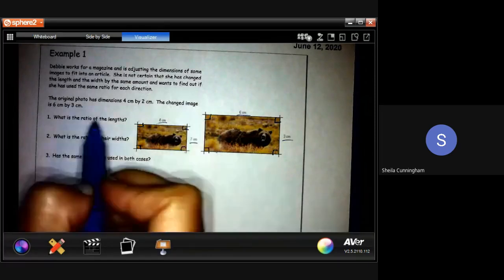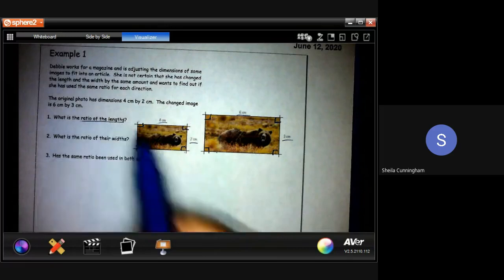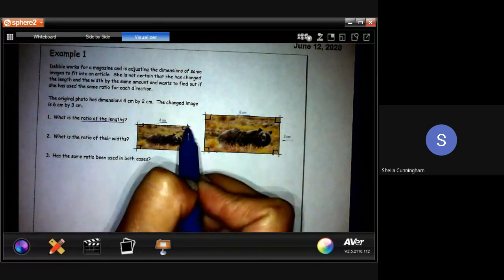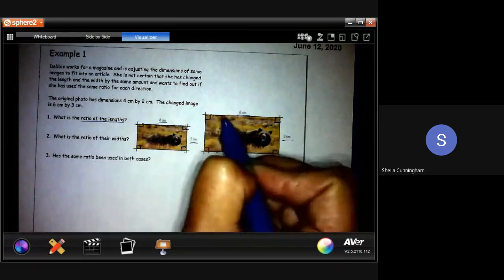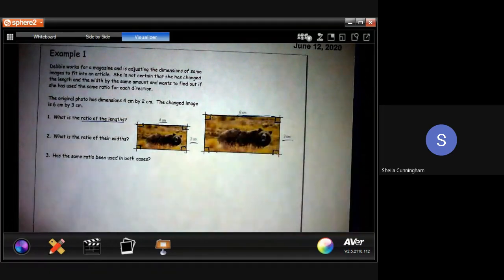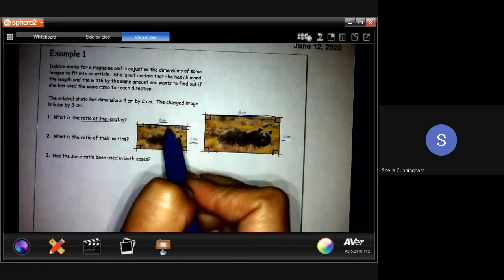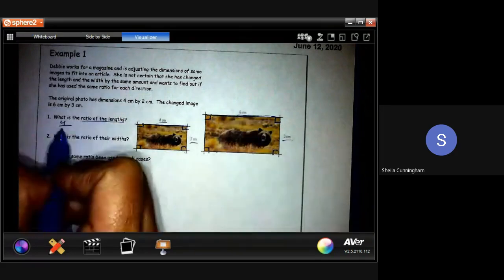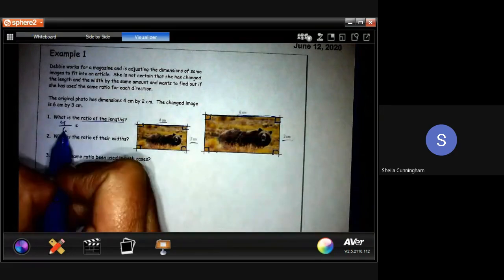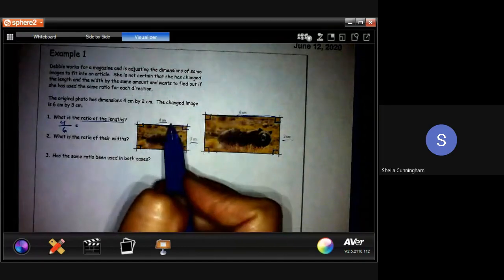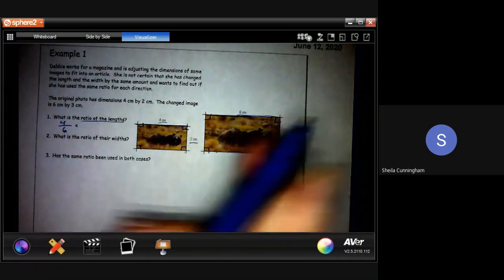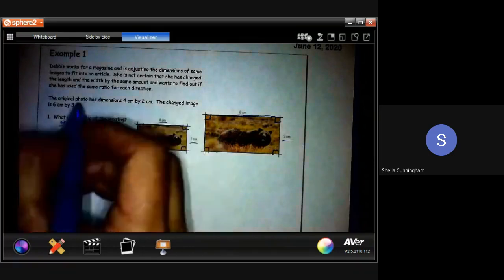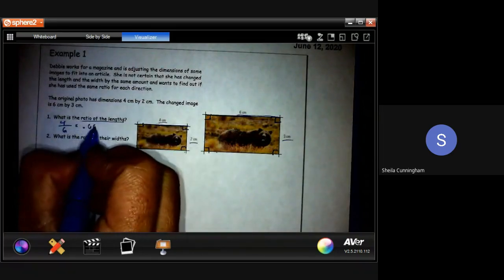Now, the second thing that we have to do is look at the ratio of the lengths. So this is my length here. I want to know this length to this length. It doesn't matter which one I start with. So if I'm going to start with the smaller one, I'm going to say 4 to 6 in this instance. So I'm basically saying 4 centimeters in the smaller one to 6 centimeters in the larger one. Well, 4 divided by 6 gives me 0.66 repeating.